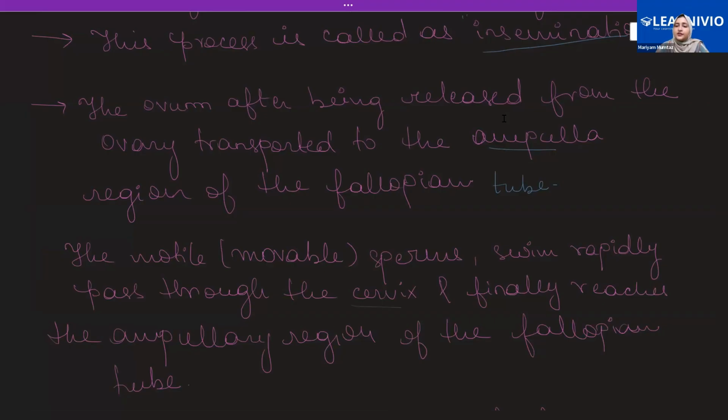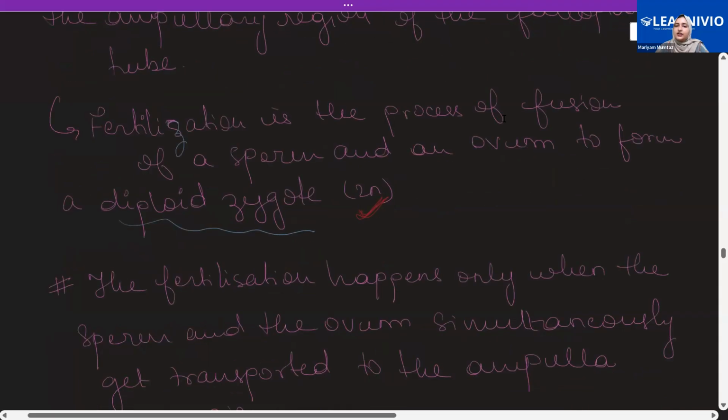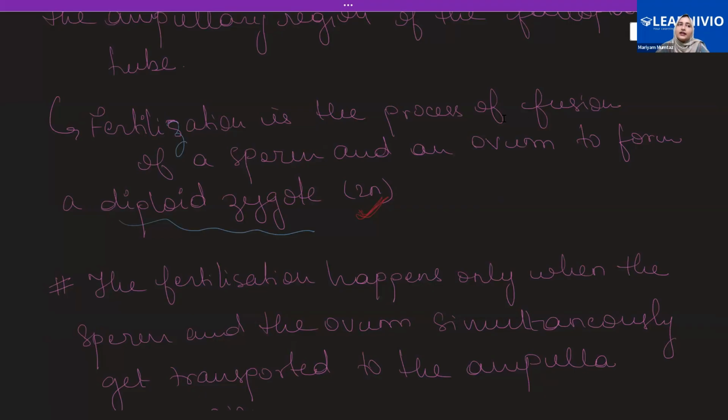And you know that the sperms have vigorous motility. So they will swim and reach the ampulla region, where they will fuse with the ovum that is waiting. Fertilization is the process wherein the sperm fuses with the egg to form a diploid zygote. But always remember that for a successful fertilization, the release of the ovum, its coming and sitting in the ampulla to wait, and the reaching of the sperm have to be done simultaneously.